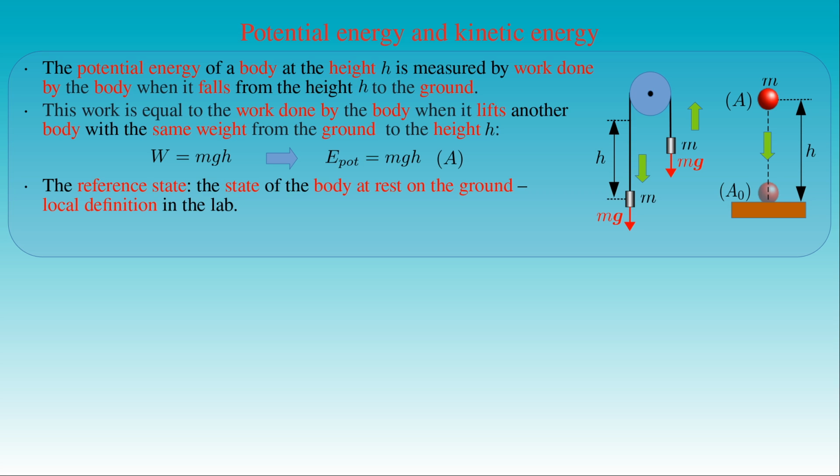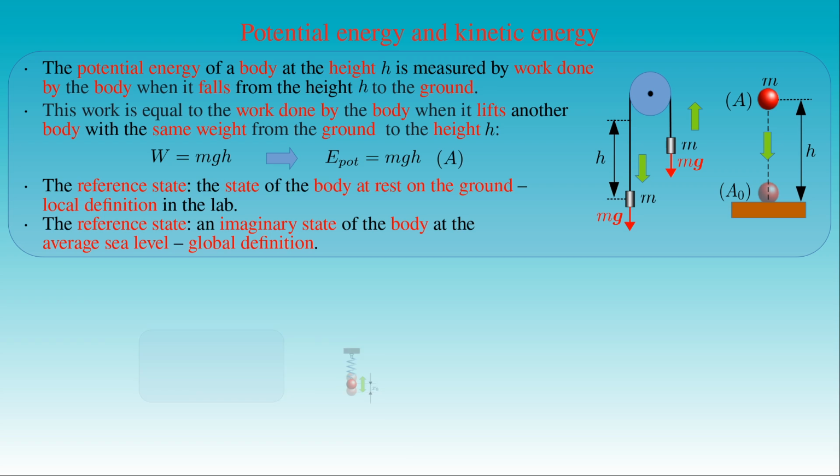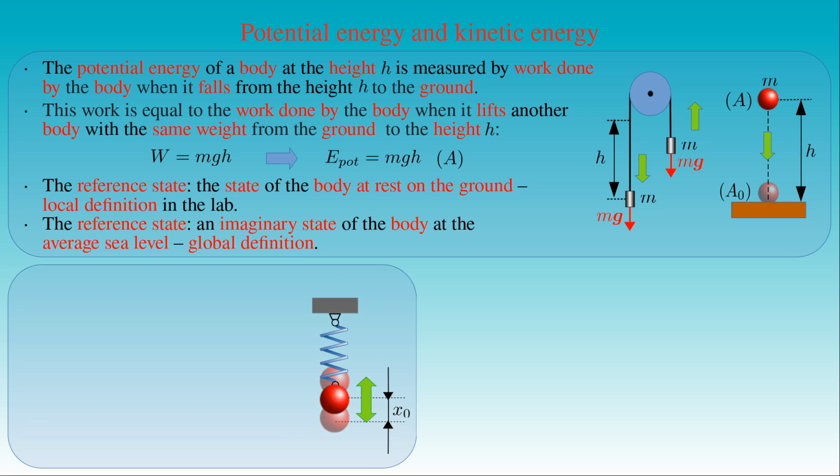In the general case, the reference state of a body can be chosen as the state of the body at the average sea level of Earth. Here no reference on the local surface level of the ground is applied, and this choice provides a global definition of potential energy. As already mentioned, a stretched or compressed spring is also able to do work, where the equilibrium state of the spring is chosen as the reference state A0.